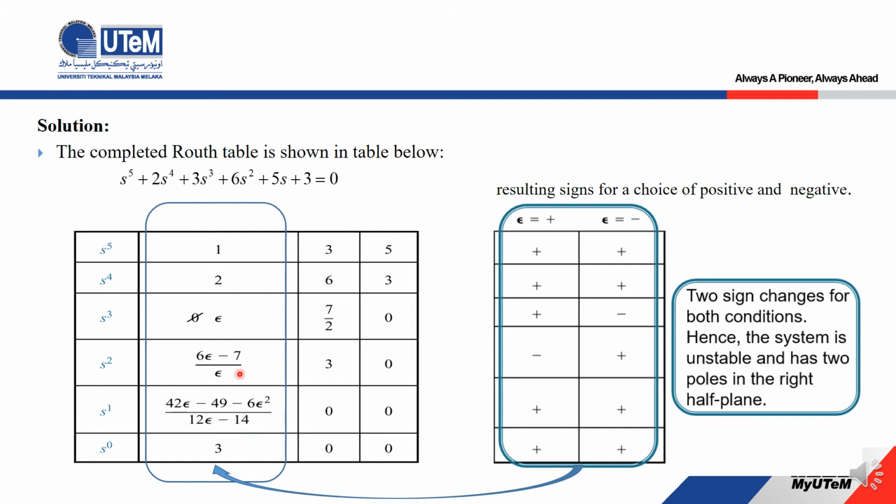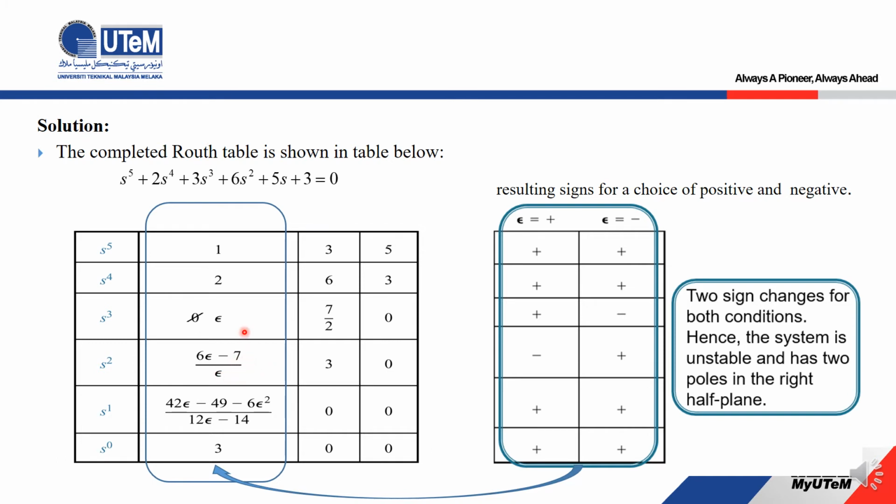Now let us change this sign to negative. When we put this one as negative, from here to here we have one sign change. Let us put it in this equation. When this one is negative, this one becomes negative 6 minus 7, so this is negative 13, divided by negative, because we also put this one as negative. So negative divided by negative is positive.